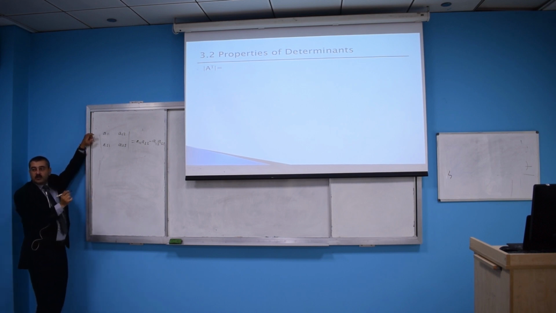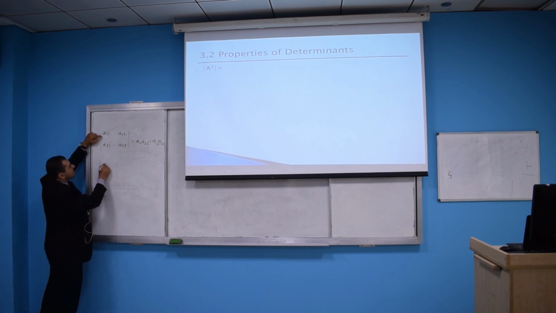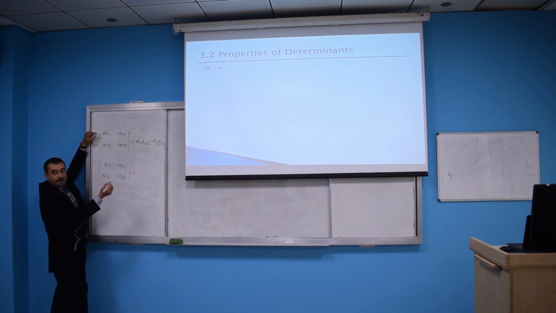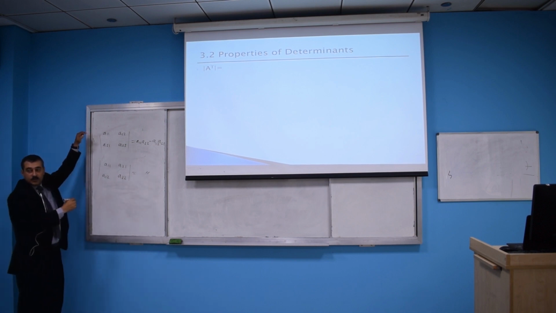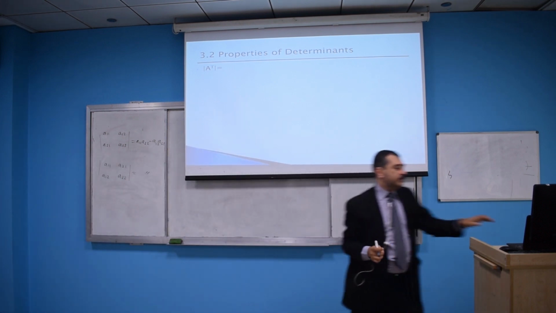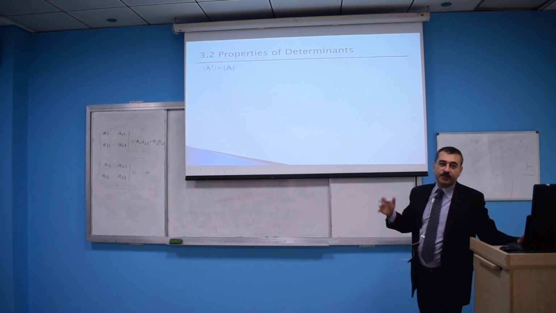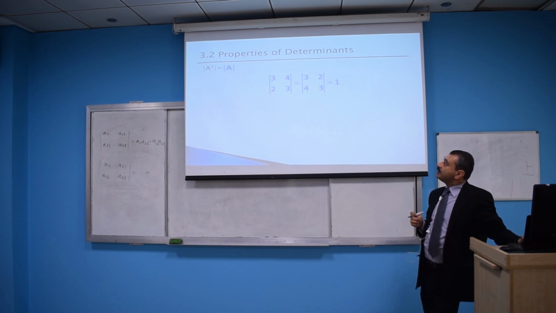Do you remember the transpose? We change rows and columns. So we'll get A11, A12, A21, A22. What do we get? The same, right? So actually we have the determinant of A transpose equal to the determinant of A. You can prove it for any dimension, 3 by 3, 4 by 4, and so on. Okay? So these are equivalent.